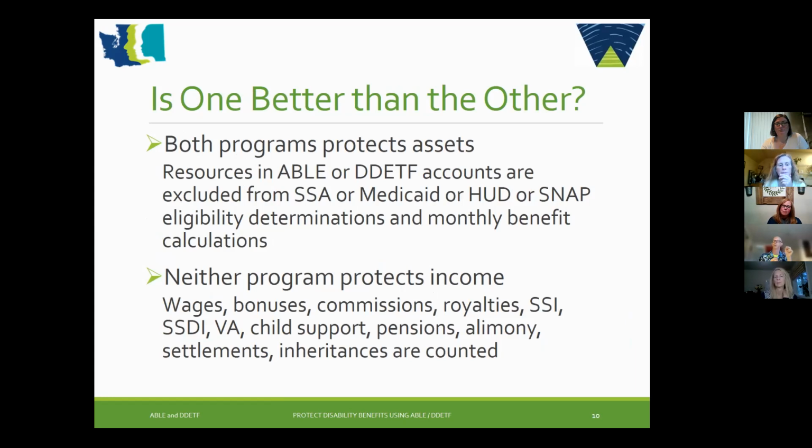But the real key here is both programs protect assets. Neither program protects income. A lot of those federal means tested benefit programs have what they call a dual determination process. They're going to look at how many assets the person has. So if you're over $2,000, you probably won't qualify. But they're also going to look at the income coming in. So if the person's working or there's other household contributions being made to the benefit of the individual, that will be taken into account. So these programs protect assets, but they don't protect income.